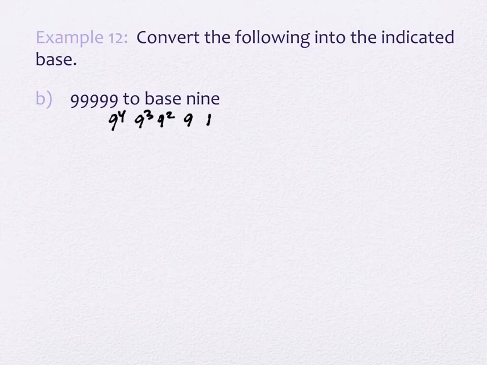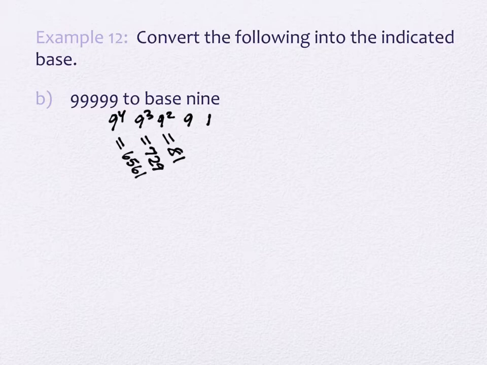9 squared, y'all know, it's 81. What is 9 cubed, or 81 times 9? 729. And if I do multiplication by 9 one more time, I get 6,561. And we'll do it one more time to make sure. Times 9 one more time. 59,049.